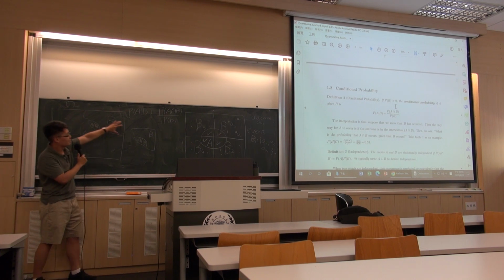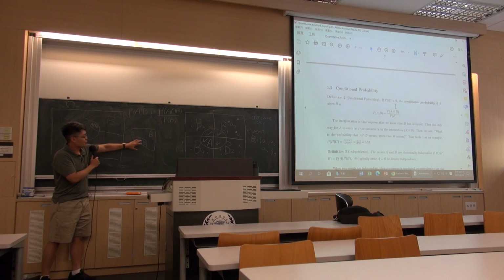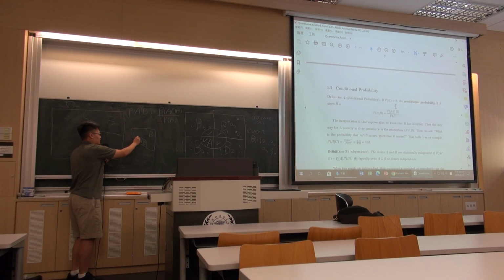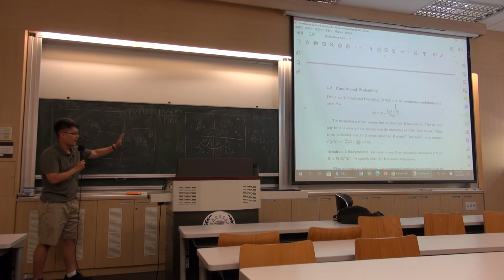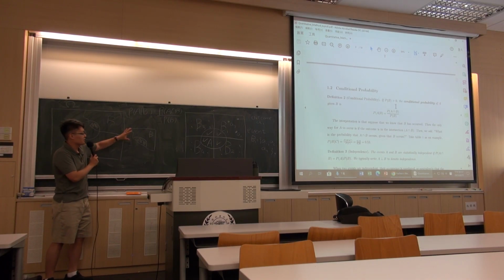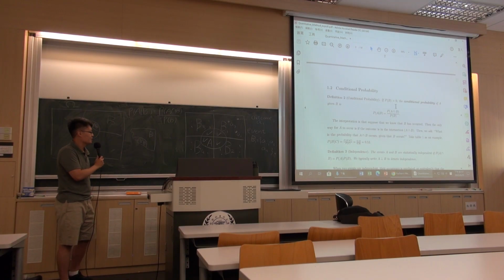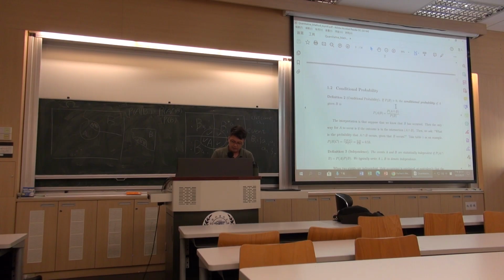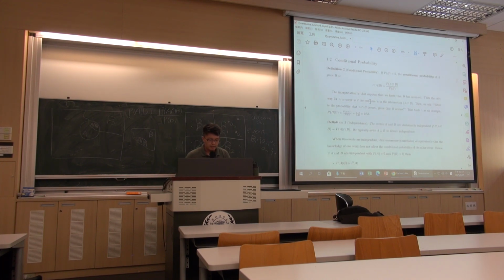Okay, this part. And we want to know the probability that event A happens as well. The only possibility for event A to happen is this area, because this is the intersection where A and B happen at the same time. So we limit ourselves to this part of the sample space.